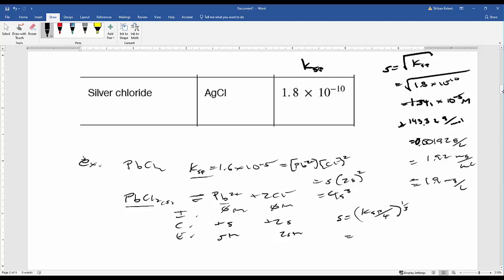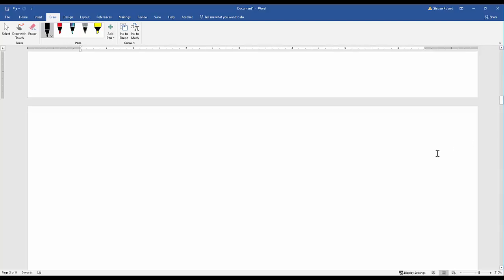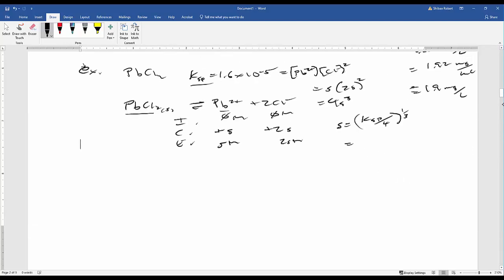Oops, syntax error. Try that one more time. Okay, let's see if that works. Yeah, and so here I have a solubility of 0.01587 molar. So that's the maximum. This is below 0.1 molar, so this is classified as insoluble.